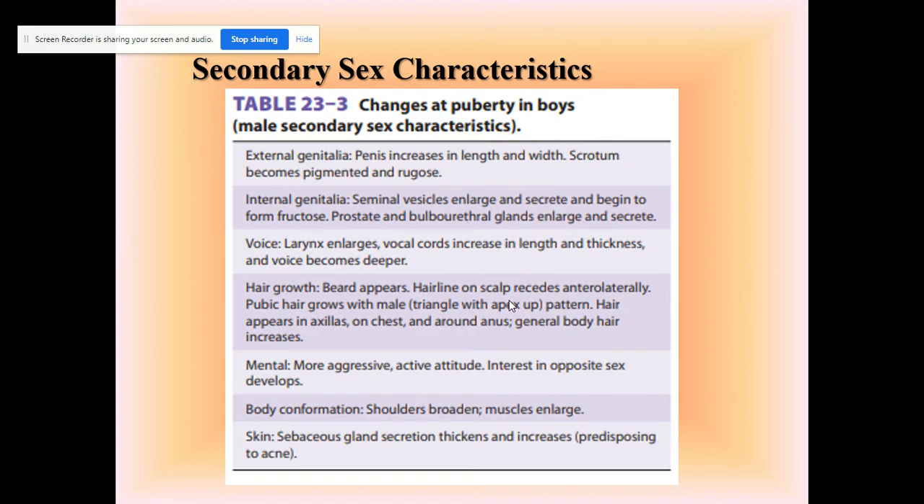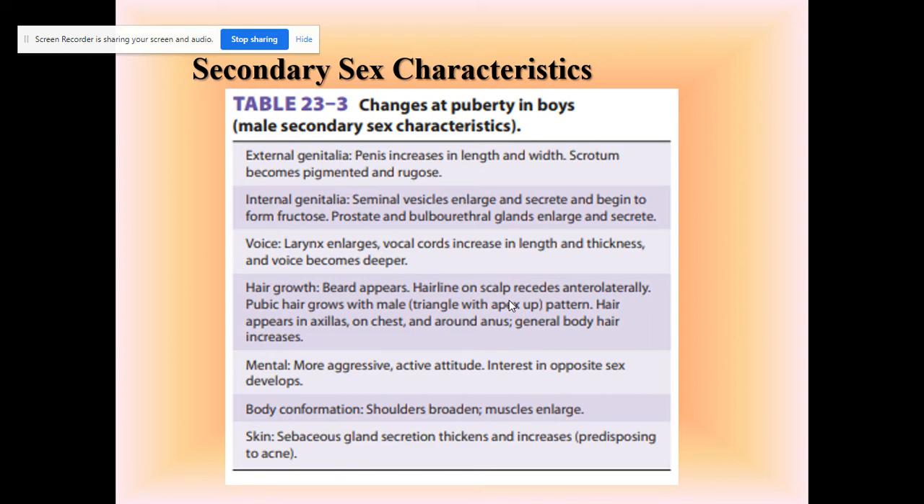So this table shows the changes at puberty in boys, basically the male secondary sex characteristics. The widespread changes in hair distribution, body configuration, and genital size that develop in the boys at puberty are some of the male secondary sex characteristics as summarized in this table. So you can see that there's increase in penis length and width, scrotum becomes pigmented and rugose.